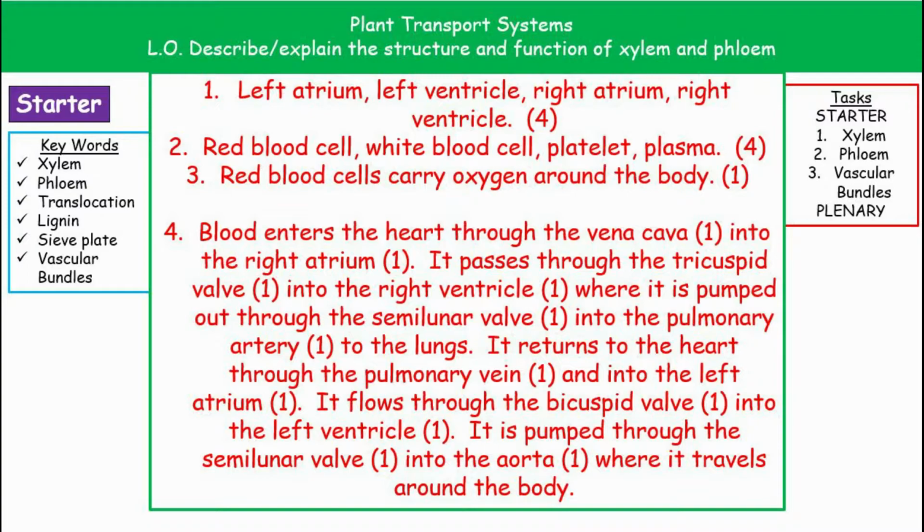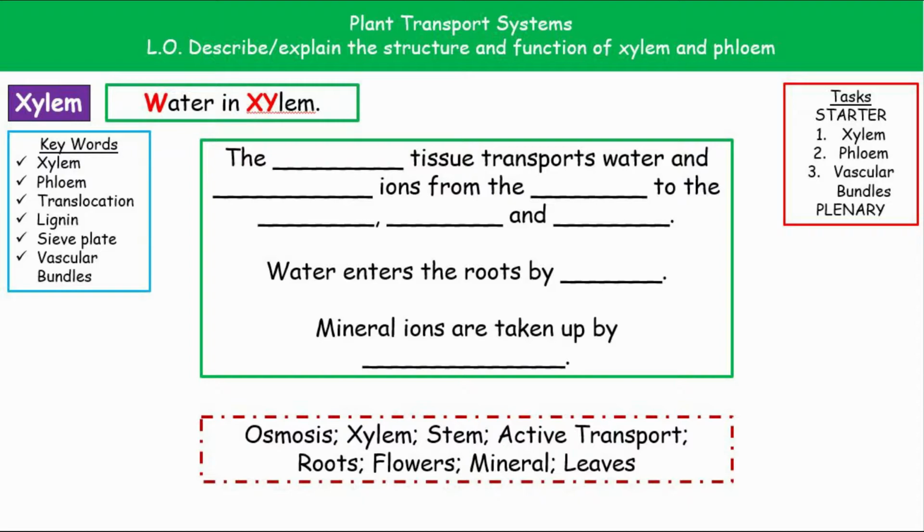When it comes to plants and their transport systems, we need to know the names of two special types of tissue. So the first one of these is a tissue called xylem, and it's spelled X-Y-L-E-M. Now, the purpose of the xylem is to transport water and dissolved mineral ions from the roots where it's entered our plant, all the way up through the stem to the leaves, the flowers, and all the parts of the plant itself.